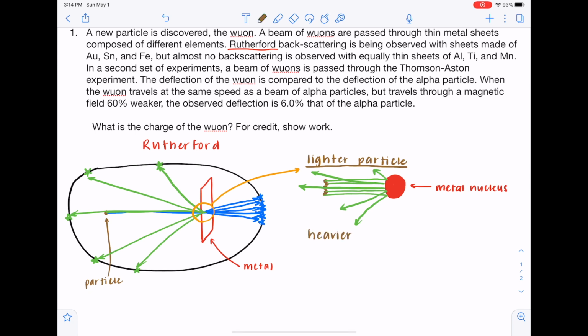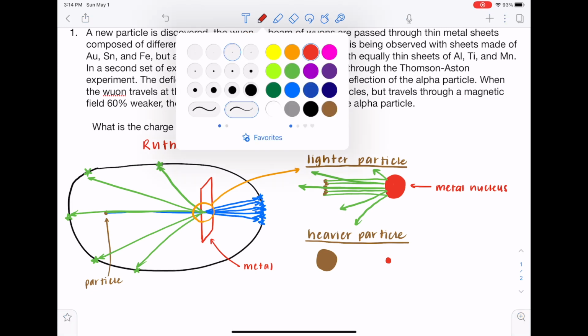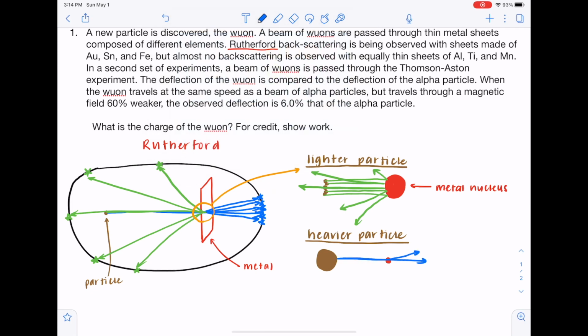But if it's a heavy particle, the heavier particle will only slightly be affected by the metal nucleus. So if the metal nucleus is lighter than the particle, you're just going to see slight deflection from the particle. Think about a bowling ball now hitting a ping pong ball. The bowling ball will only change path slightly after hitting the ping pong ball. So now we see they give us some information about the metals. So let's write the metals in order from lightest to heaviest with their masses under them.